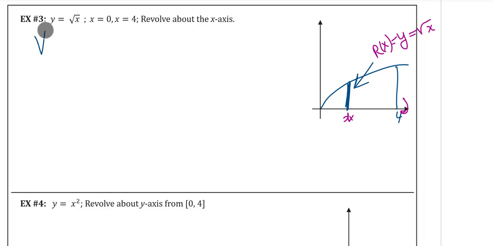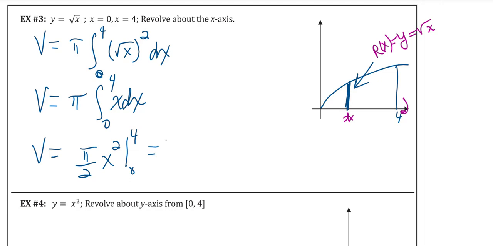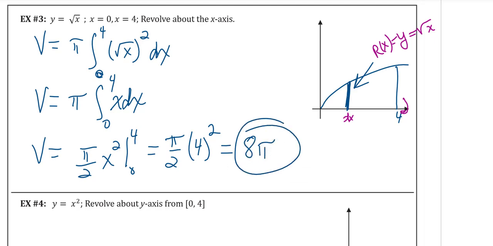So my volume becomes pi times the integral from 0 to 4 of r squared w. So V is going to equal pi times the integral from 0 to 4 of x dx. So we get V equals pi over 2 times x squared from 0 to 4. So we get pi over 2 times 4 squared. So we get 8 pi.